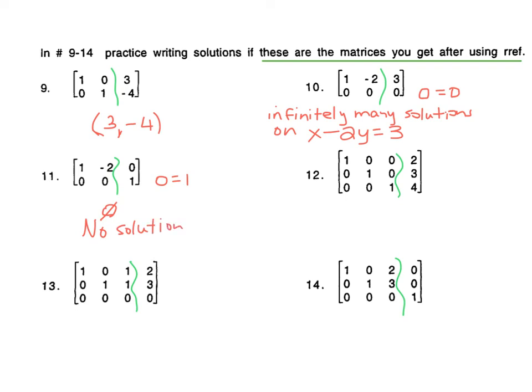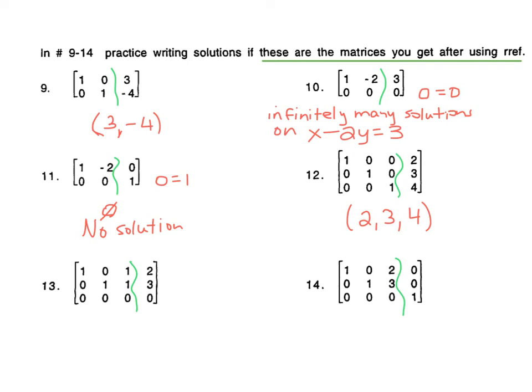All right, at number 12, I've got a larger system, a larger matrix. But if you notice, I have 1s on the diagonal and 0s everywhere else. So when I go to interpret this, I'm going to get that x is going to be equal to 2, y is going to be equal to 3, and z is going to be equal to 4. I've got an ordered triple. And that's going to come from this right here. It says 1x is equal to 2, 1y is equal to 3, 1z is equal to 4.